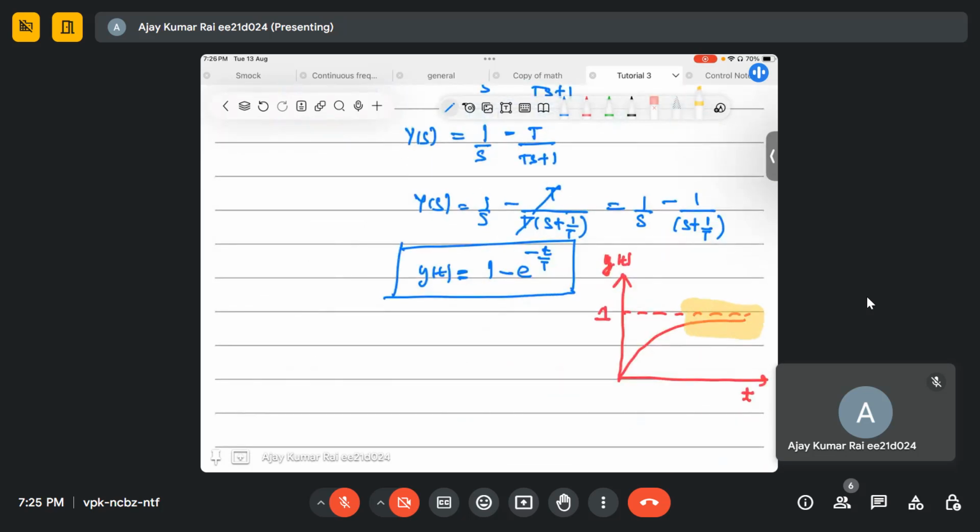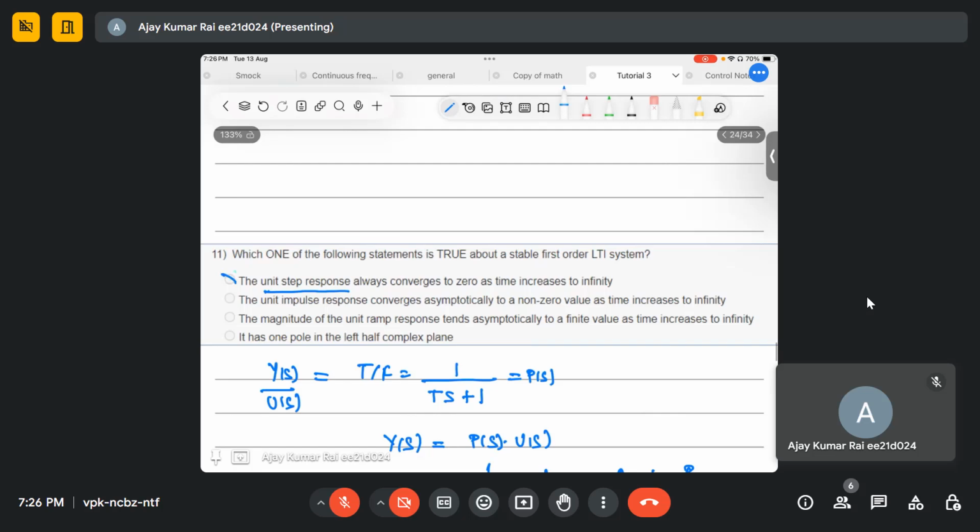As t tends to infinity, y(t), which you can find from the figure itself, from its graph with respect to time, will become 1. From the mathematics also, you can put the limit and you'll find that it will be equal to 1. So this statement is wrong.